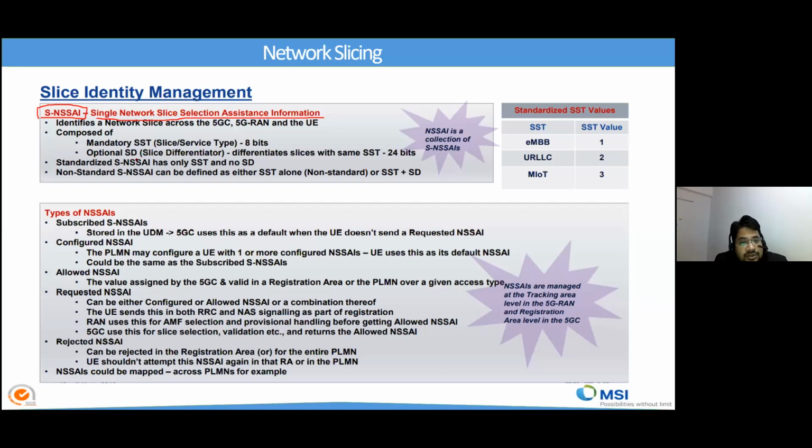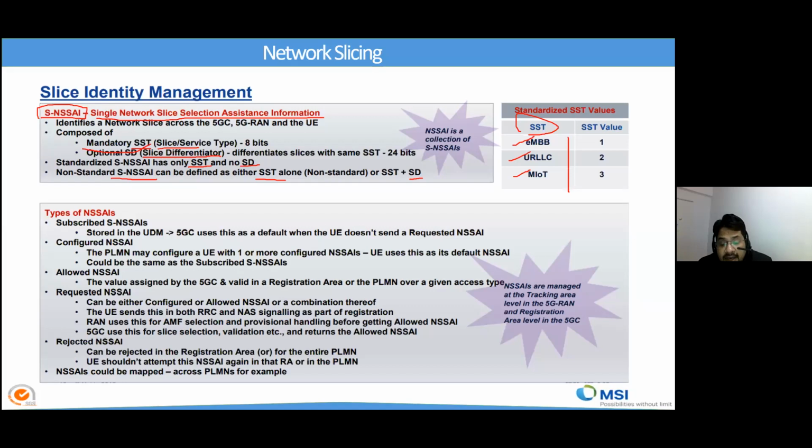So basically NSSAI constitutes two terms. Those are known as the SST, slice service type, and the slice differentiator, SD. If the NSSAI is a standardized type, then it will have SST only, and there won't be any SD or slice differentiator. But if the NSSAI is a non-standard type, then of course it will constitute the SST and the slice differentiator. So both will be there, and these are the values for the slice type for the different use cases.